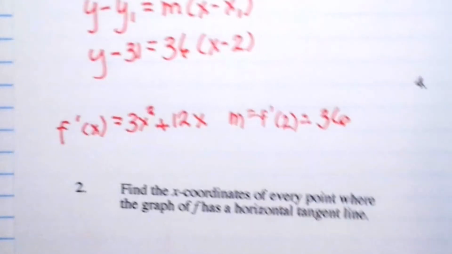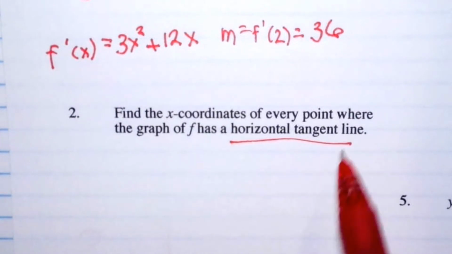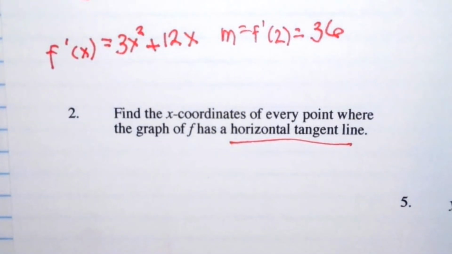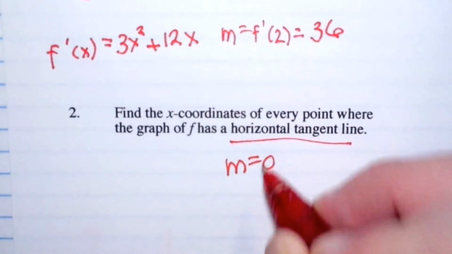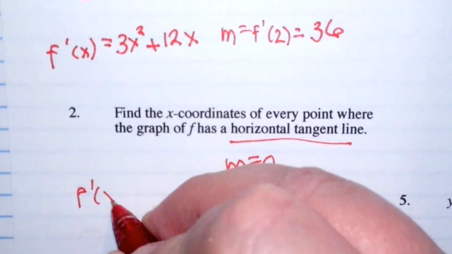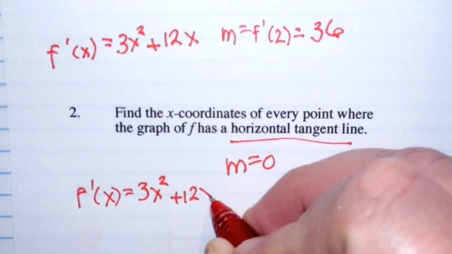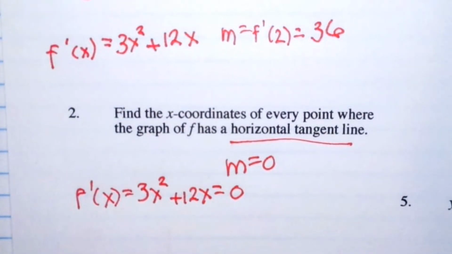Let's go on to the second example and find the x-coordinates of every point where the graph of f has a horizontal tangent line. All right, so the key here is the phrase horizontal tangent line. A line that is horizontal has a slope of 0. So we want to know all the places where the slope of our function is 0. In other words, we need to find all the places where the derivative is 0. Well, let's set the derivative equal to 0 and solve.